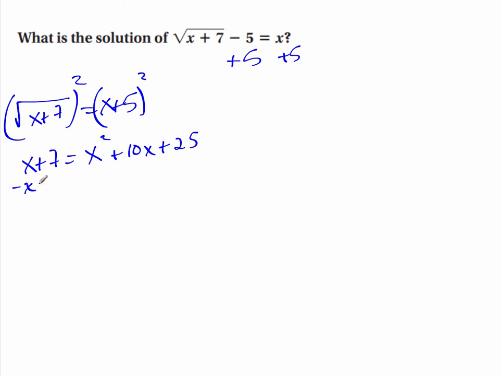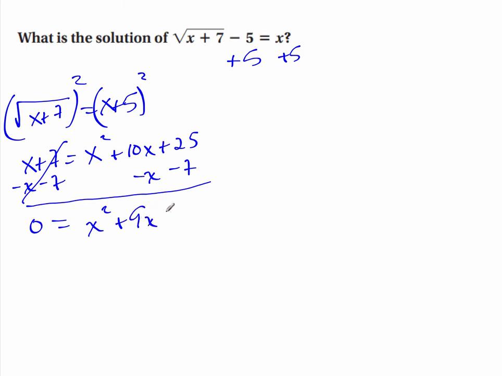Now, you need to get all of your terms on one side. So I'm going to subtract x and 7 from both sides. That side is 0. X squared plus 9x plus 18. So now we need to factor this. I need two numbers that multiply to be 18 and add to be 9. So that's x plus 3 and x plus 6. So I have two solutions. One is when x is negative 3, and one is when x is negative 6.